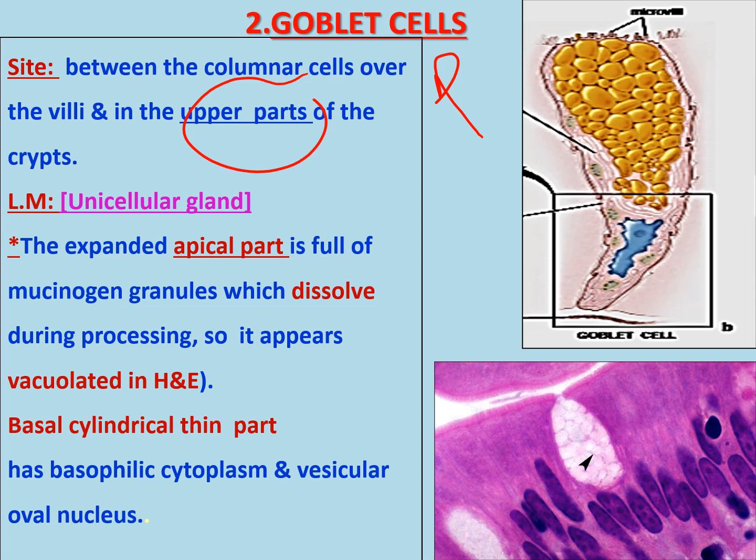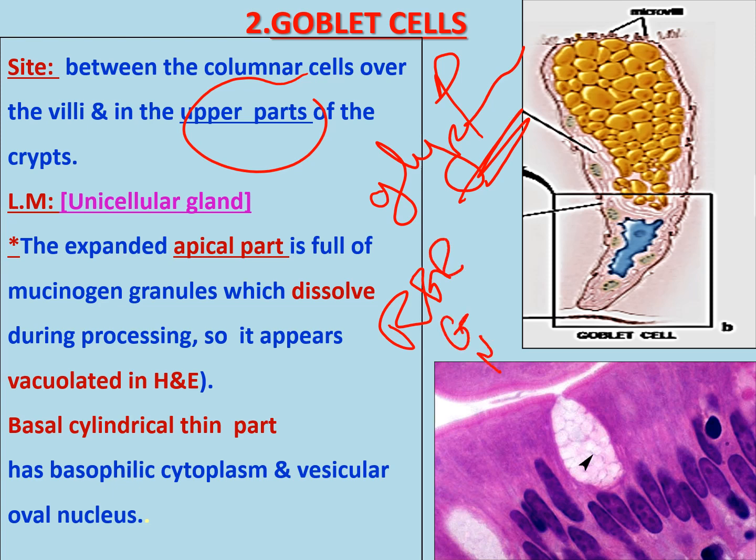So this cell will be found among the columnar cells all over the villus and in the upper part of the crypt. It is considered a gland of one cell. It is a unicellular gland. What does this cell produce? It produces mucus. It produces mucinogen. It is a glycoprotein. Can you guess? As we have a glycoprotein, what organelles do we need? As we need protein, we need ER. What else? Golgi, mitochondria. These organelles will produce mucinogen for us.